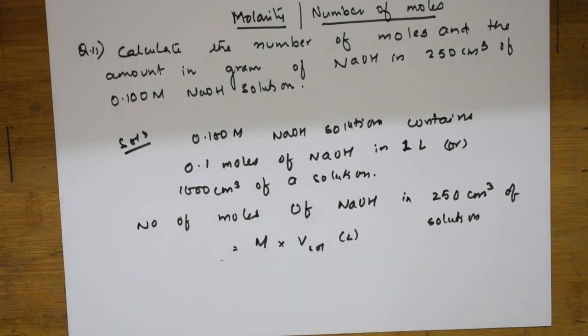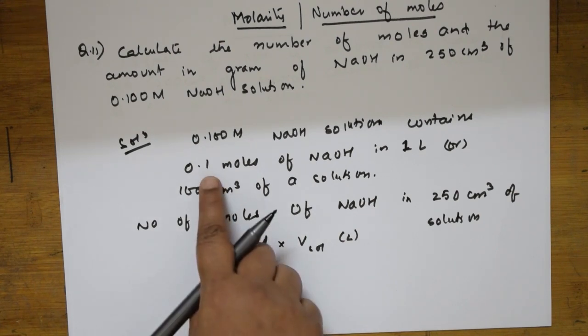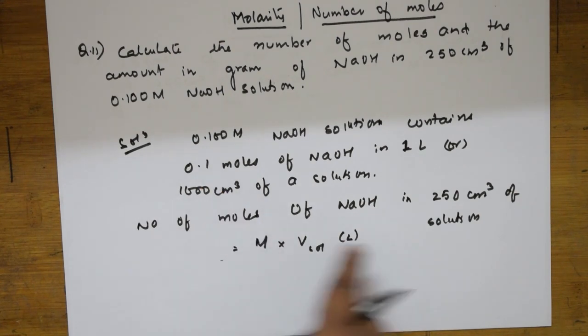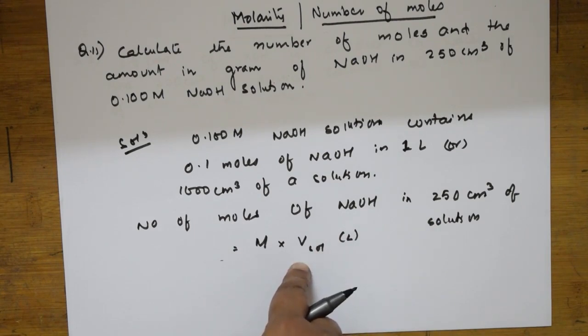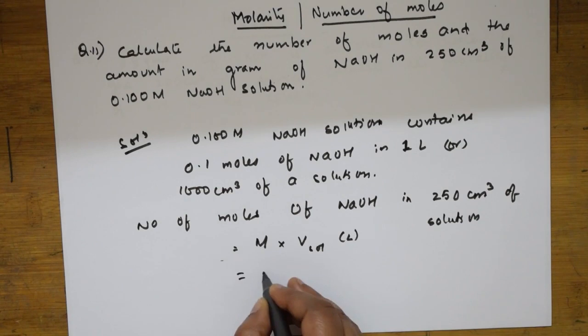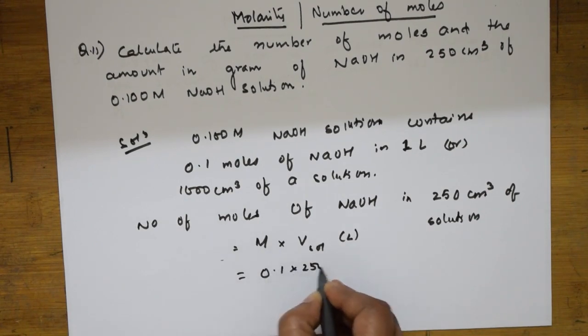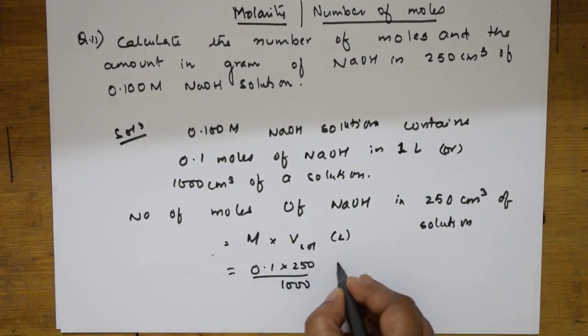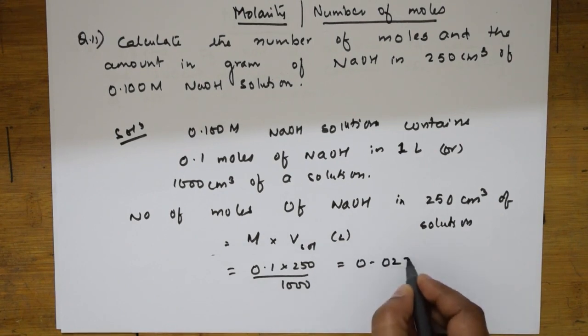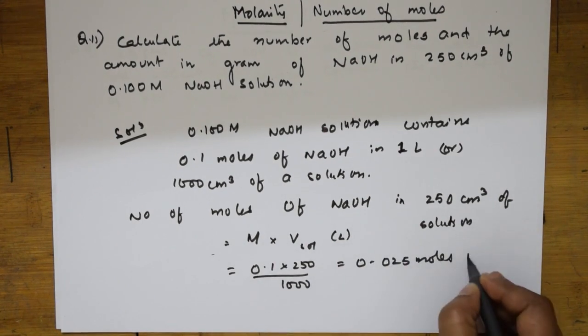This is in liters. So how much is the molarity given? It is 0.1. How much is the volume? 250. You're standardizing it to 1 liter, right? So the number of moles is equal to 0.1 into 250 divided by 1000. This comes to 0.025 moles of sodium hydroxide. Okay, this is over.